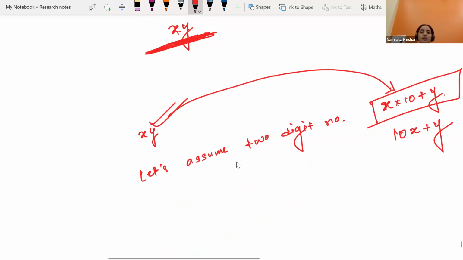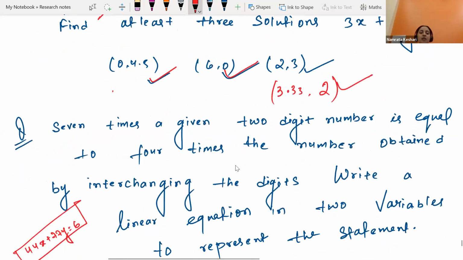Now let's read the question. 7 times a given 2-digit number, where 10x plus y is our 2-digit number, is equal to 4 times the number obtained by interchanging the digits.